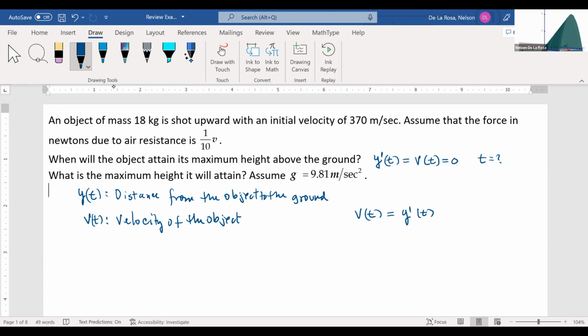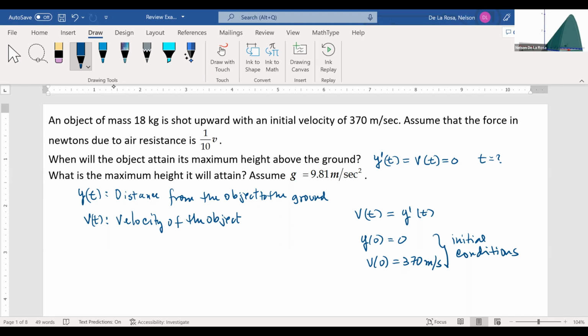So the object moves in the upward direction. So we can assume that at t equals 0, the object has traveled 0 meters. And then the velocity when the motion starts, as indicated in the problem, is 370 meters per second. So these are the initial conditions for our problem.